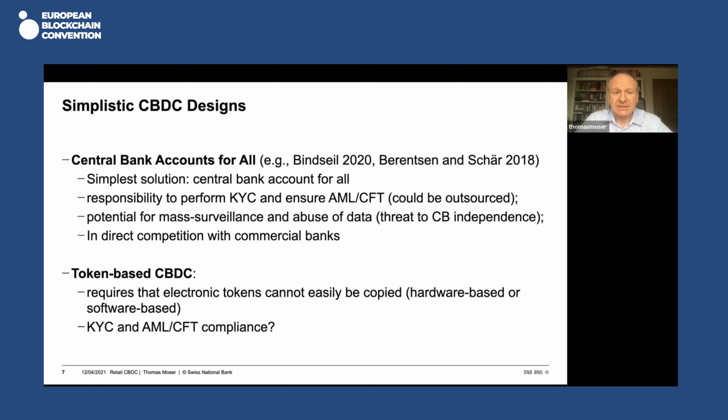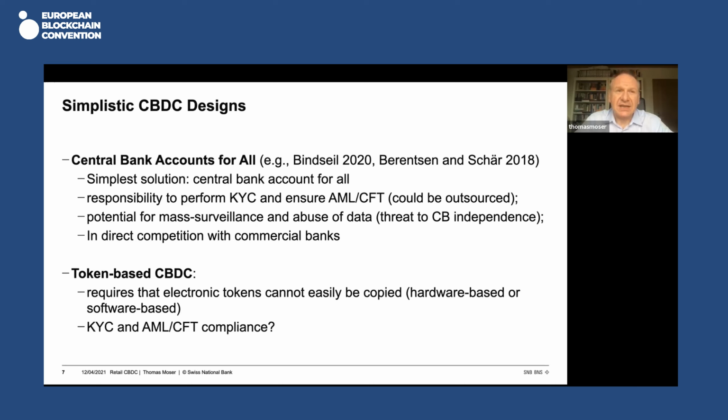The problem here is that the central bank becomes responsible for KYC, know your customer, and AML, anti-money laundering, and CFT, countering the financing of terrorism legislation. Now, you could say, okay, that could be outsourced. So if the central bank doesn't want to deal with that, it could be outsourced. Another concern with this system is exactly what I mentioned before. Mass surveillance would become extremely easy if everyone would have an account at the central bank.